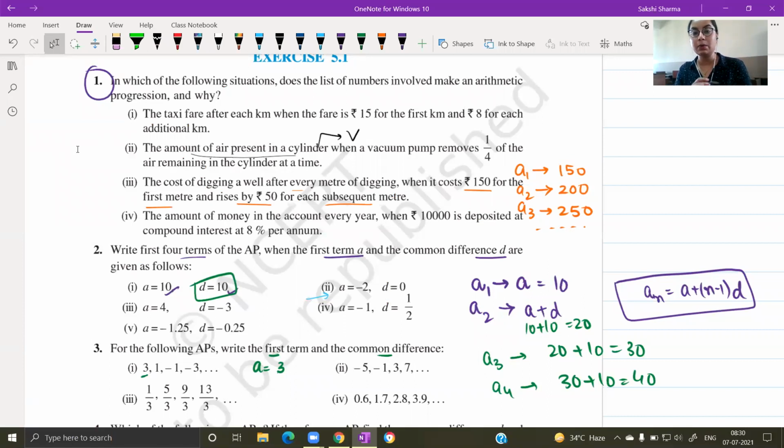We are given the amount deposited and the rate of interest. The time period will be taken as 1 year to write down the list. The formula is A equals P times 1 plus R by 100 raised to power t.